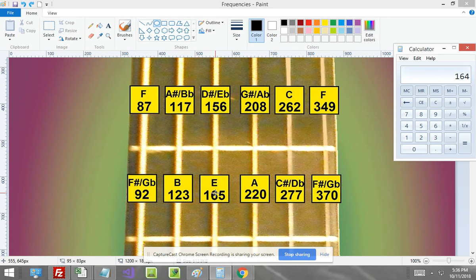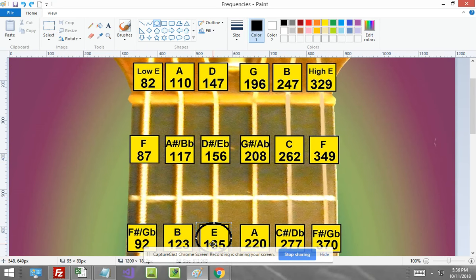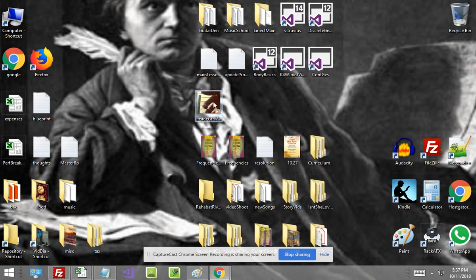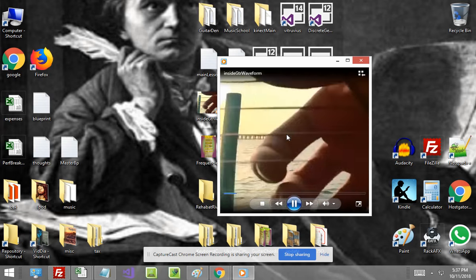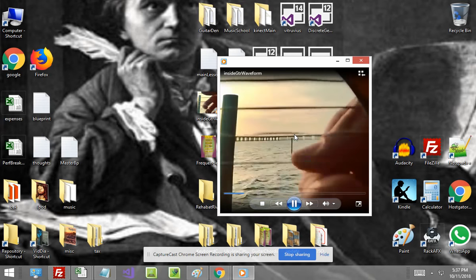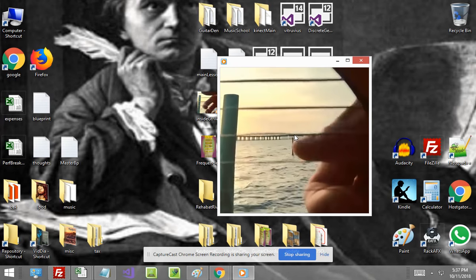Okay, so let's look at that again. Bear with me. 82, 165. It's double. So when you play an octave higher, it's exactly double the amount of vibrations. Check that out again. If that low E is 82 and this is 164, it sounds like this. It's harmonious. 82 times 2, 164.